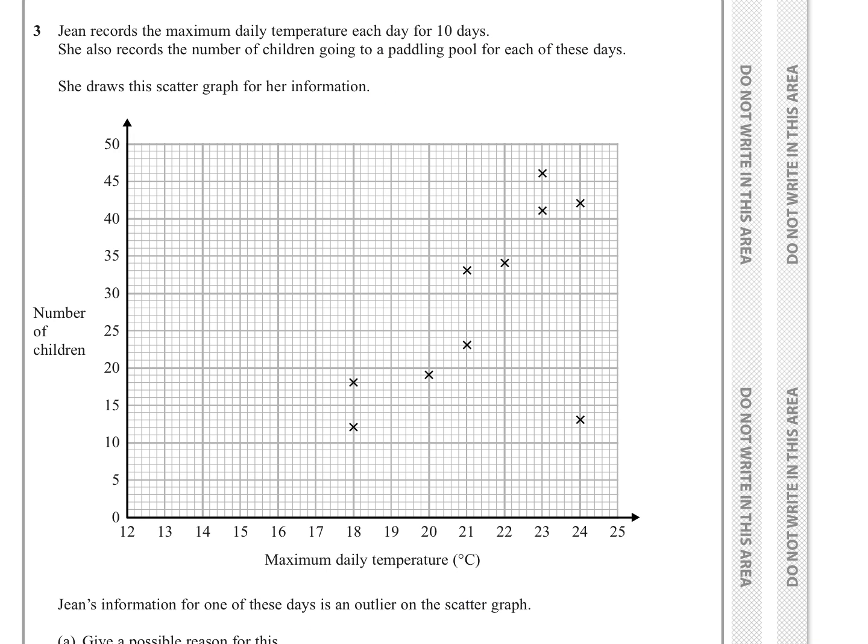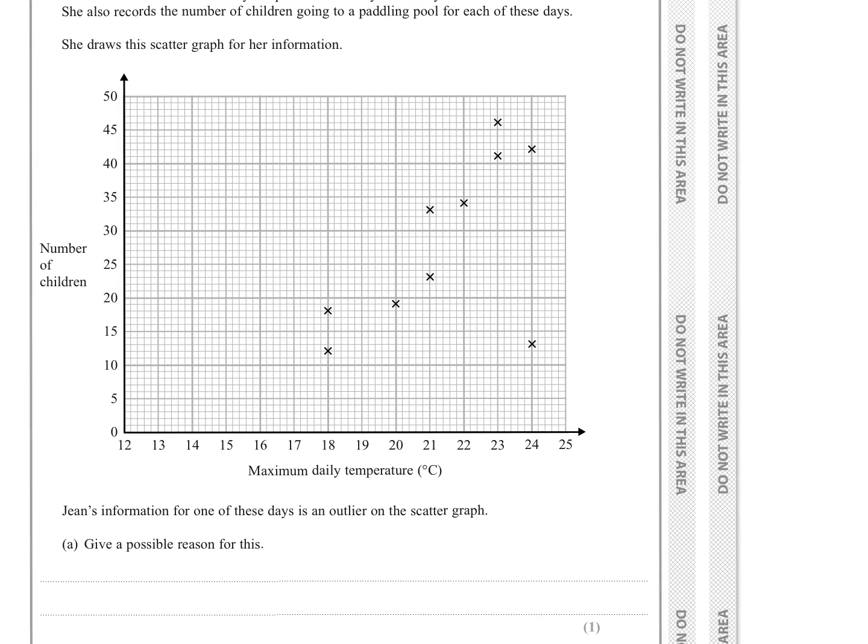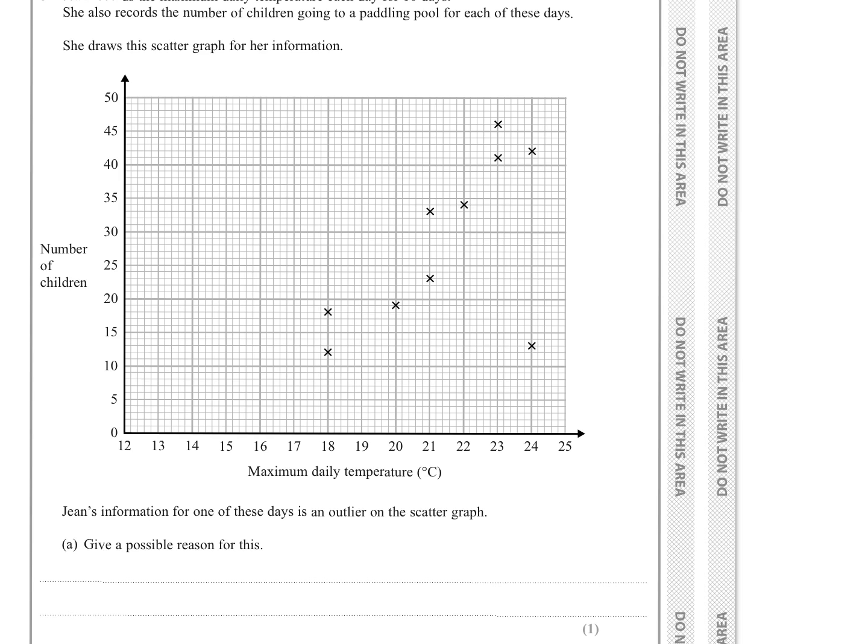Question 3. Jean records the maximum daily temperature each day for 10 days. She also records the number of children going to a paddling pool for each of these days. She draws this scatter graph for her information. Jean's information for one of these days is an outlier on the scatter graph. Give a possible reason for this. Well, this one's the outlier. It doesn't fit the data. And let's have a look at why that could be.